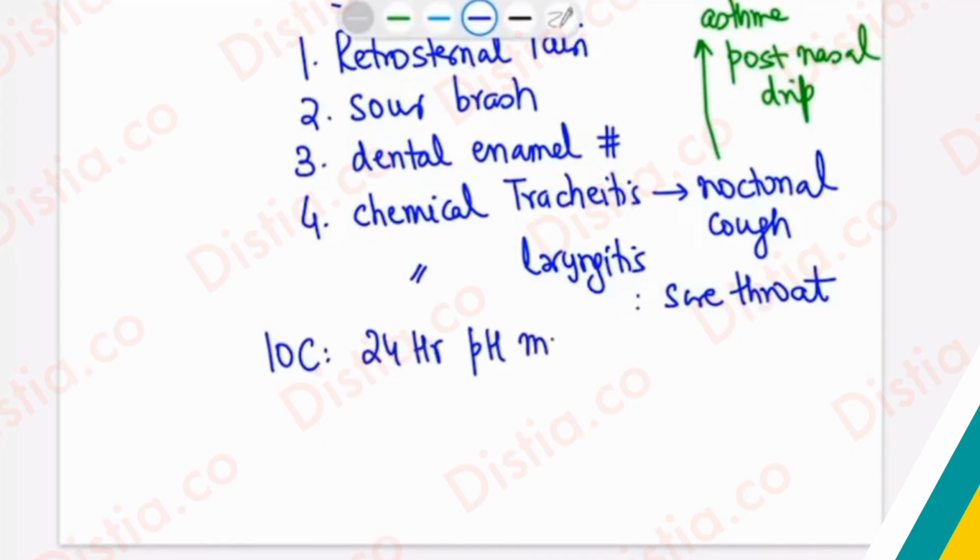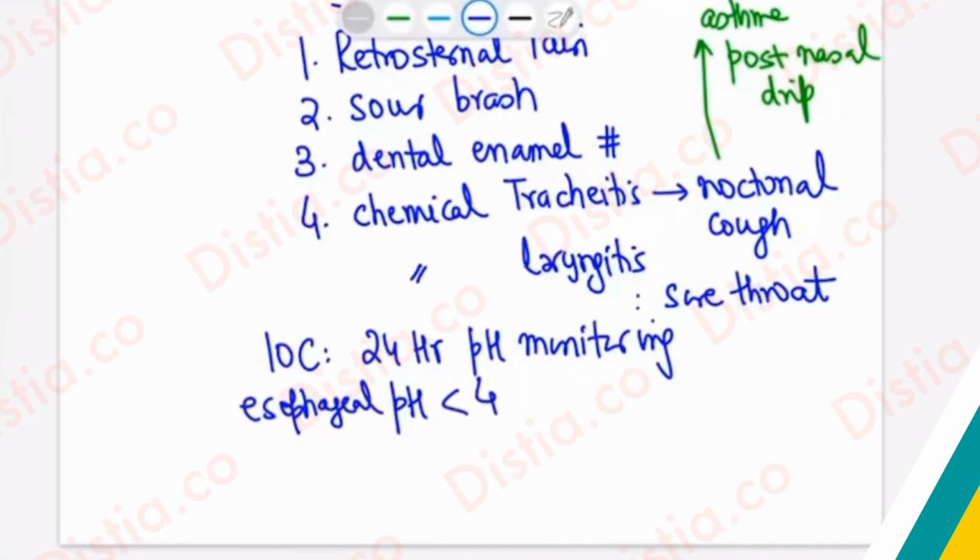The investigation of choice for this condition is 24-hour pH monitoring. You are aware of this, no big deal. The question in the exam said, esophageal pH should be less than how much to call it gastroesophageal reflux disease. Then remember a value of pH less than 4, for a duration of more than 4 hours on a daily basis. I repeat the statement. If you document by 24-hour pH monitoring that the pH is less than 4 for more than 4 hours per day, it is diagnostic of gastroesophageal reflux disease.